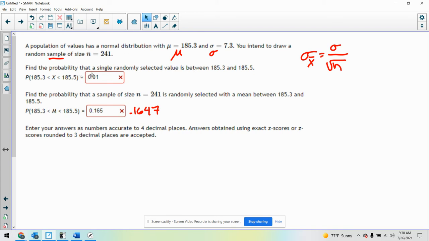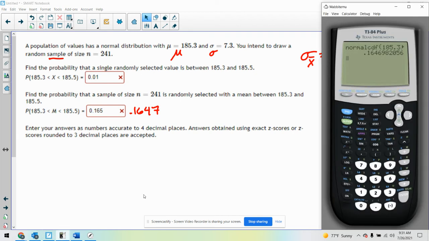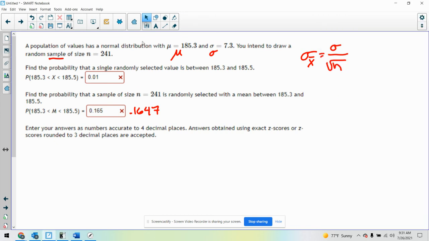But since this specific question here doesn't mention the word sample, we're going to do this exact same way, except we're not going to plug in that sigma divided by the square root of n. We're just going to plug in sigma. So this is going to be 0.0109. Yeah, it looks like you did it right. You maybe didn't round far enough, but these look correct.